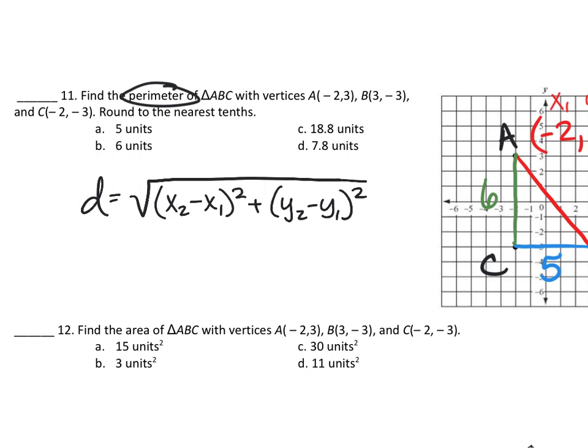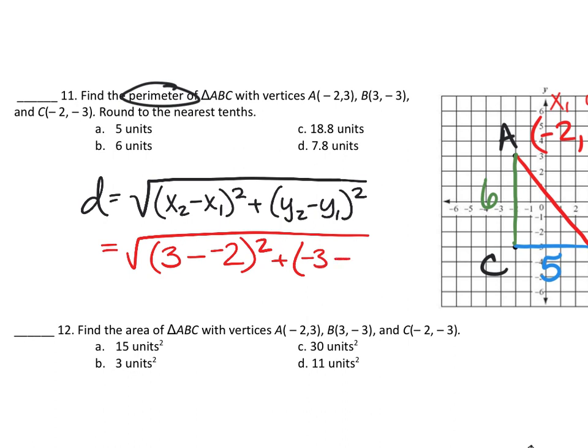Okay. Now we have the formula. Then we have our labeled points. We just got to fill it in. For that red side, we would have x2. What did we label as x2? 3 minus x1. What did we label as x1? Negative 2, close parentheses squared, plus open parentheses y2. What did we label as y2? Negative 3. What did we label as y1? 3. Boom. We're going to round to the nearest tenth when necessary.